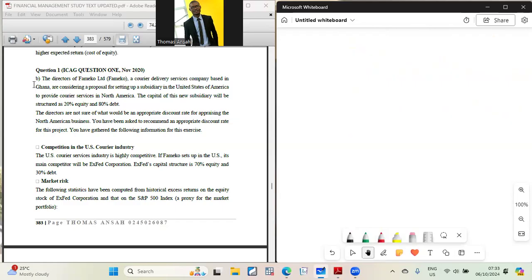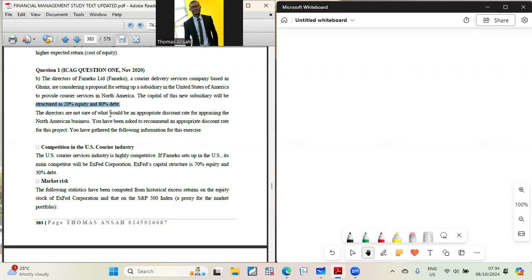Here it says that the director of Famicor Limited, a courier delivery company based in Ghana, is considering a proposal for setting up a subsidiary in the United States to provide courier services in Northern Africa. This is needed in case study too, because in case study, people go out and do investment. So it means that their capital structure must be taken care of. He said that the capital of this new subsidiary will be this. So there is 80% debt.